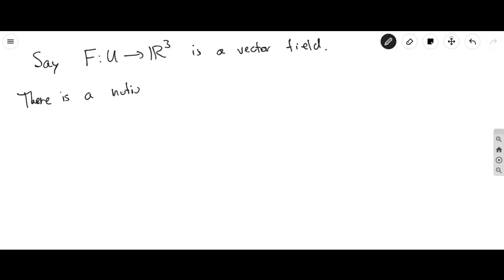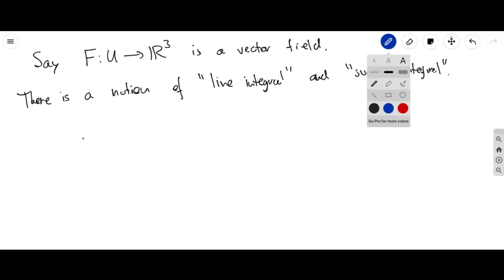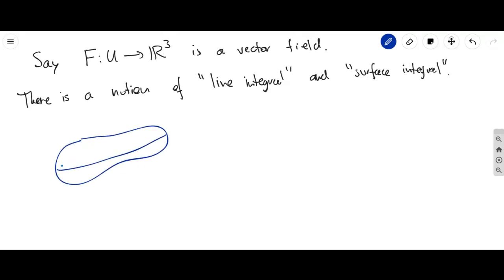So say F from U into R3 is a smooth vector field. There is a notion of what we call a line integral, and also something called a surface integral. And it has all sorts of uses in physics. But the idea here is you have your three-dimensional body on which the vector field is defined, and for the line integral you would have some kind of curve, C, inside the region, and then you can talk about integrating the vector field along the curve.